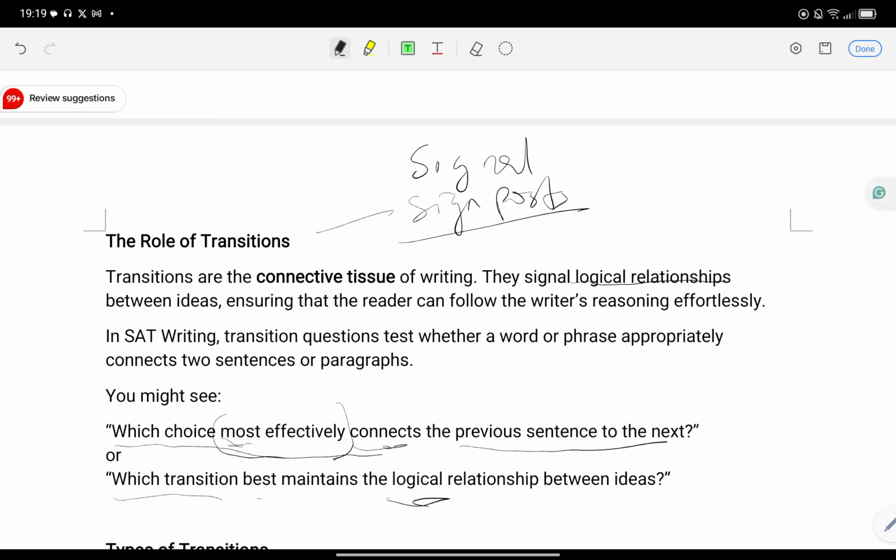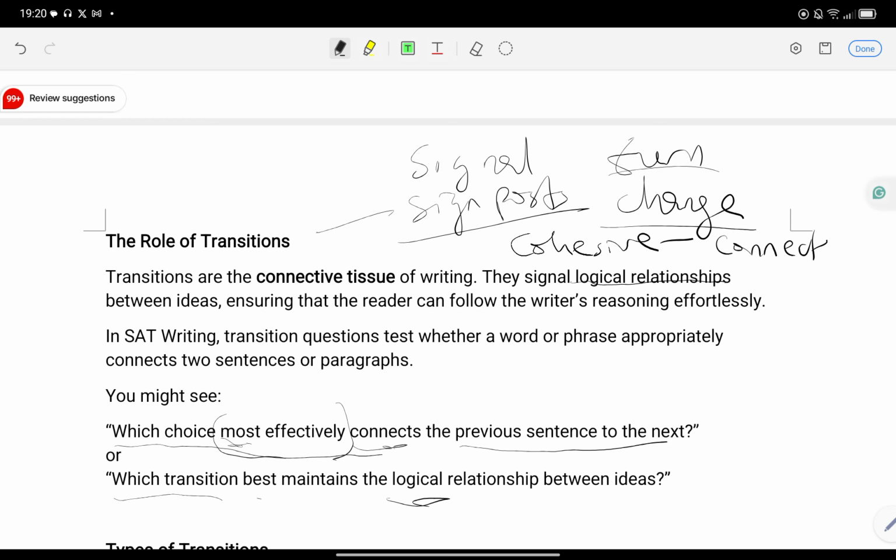signal words. What they do is that they help to indicate when a turn or change is occurring. A turn or change. They basically help to make your work cohesive. By cohesive, I mean connected. And that's why the definition says transitions are the connective tissue of writing. They signal logical relationships. I'll explain what I mean by signal.